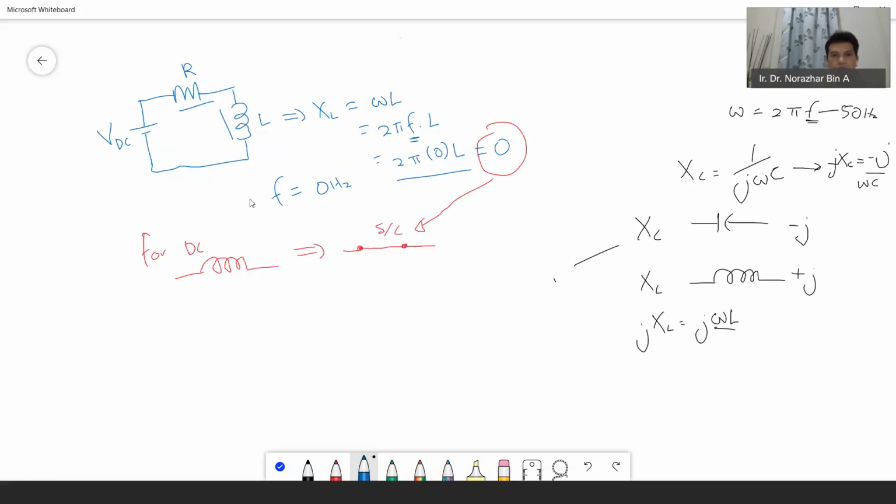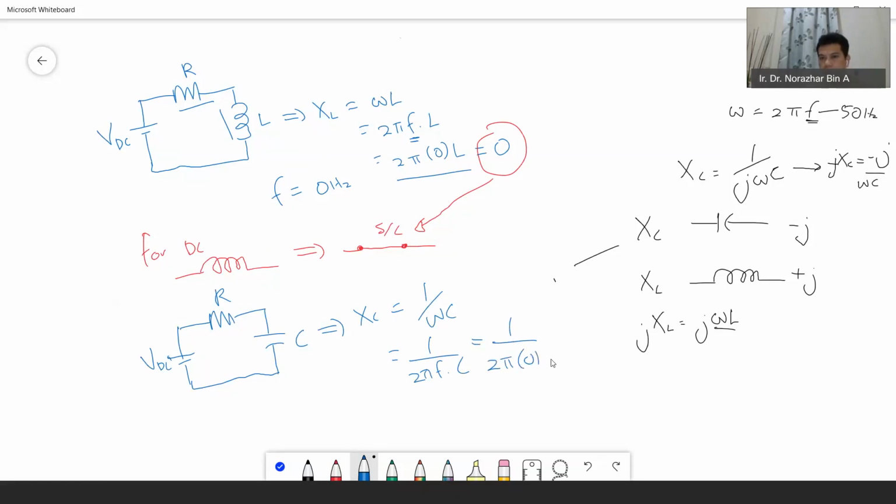Now, what happens if we replace this L with C? We are going to draw a quite similar diagram here, but instead of inductance, we change it to capacitance. The rest is going to be the same. Now, what is the value for XC here? XC is about 1 over omega C, so we have 1 over 2 pi f times C, and as we explained above, the frequency for DC is 0. So we write 1 over 2 pi times 0 times C, and of course it's going to be 1 over 0, and 1 over 0 is going to be infinite.